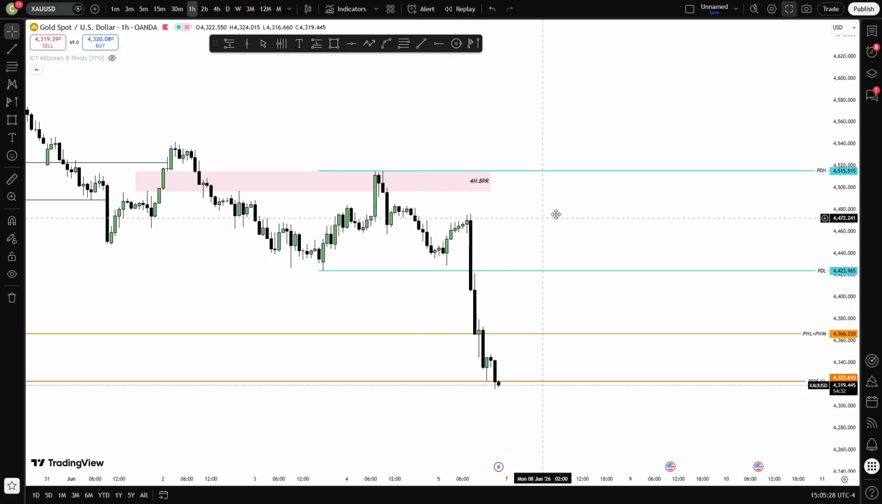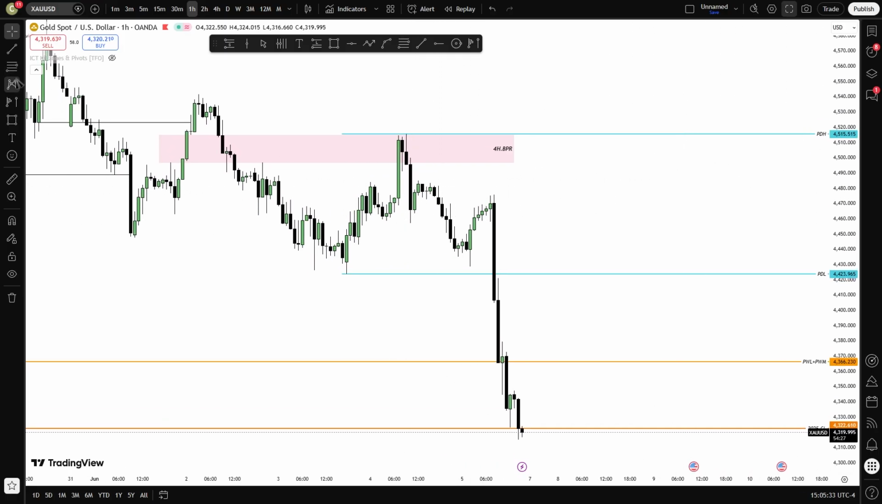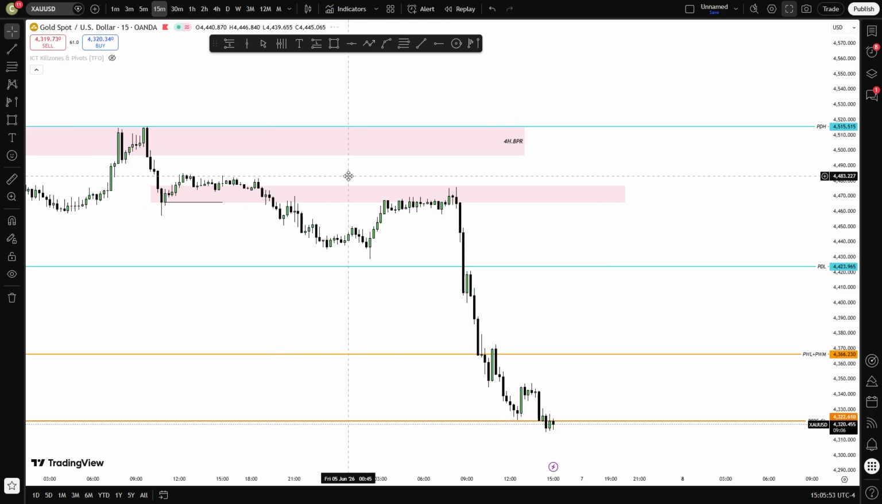Back in the day, we had this order block, which has been broken, so we created a breaker block. You see how the price reacted from it, but let's go and be precise. The 5-minute time frame.